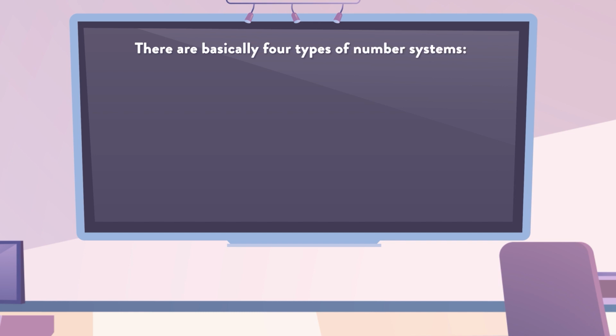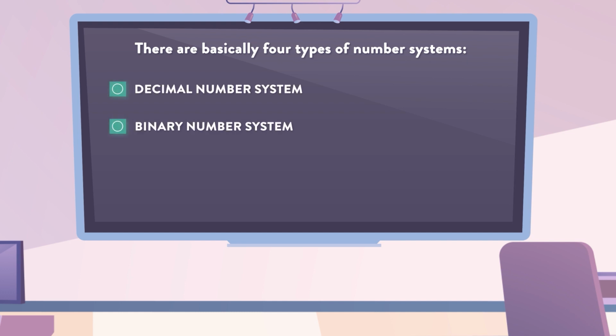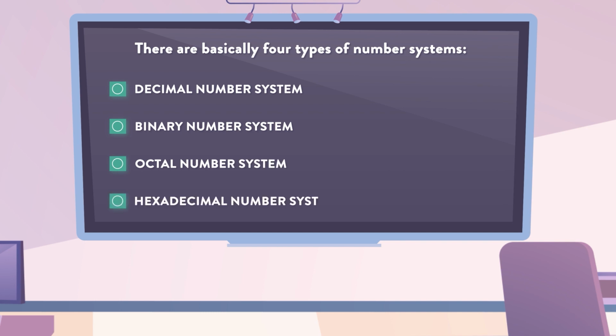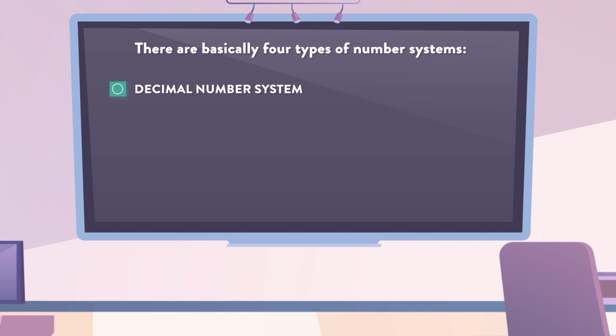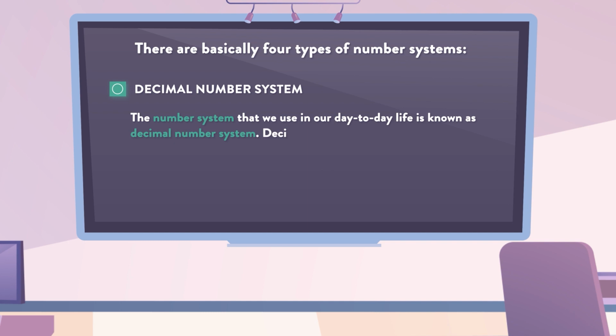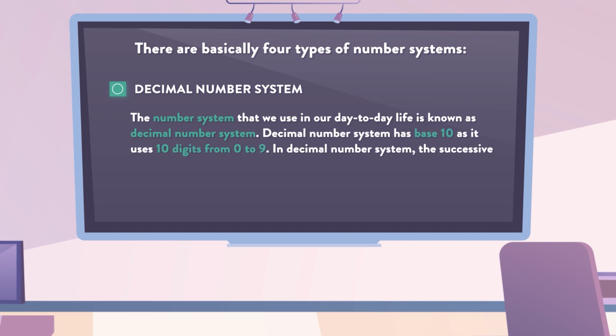There are basically 4 types of number systems which are used to represent different data values. Decimal number system, binary number system, octal number system, and hexadecimal number systems are the 4 systems. Let's start with the first type of number system, which is the decimal number system. The number system that we use in our day-to-day life is known as the decimal number system. It has base 10 as it uses 10 digits from 0 to 9.